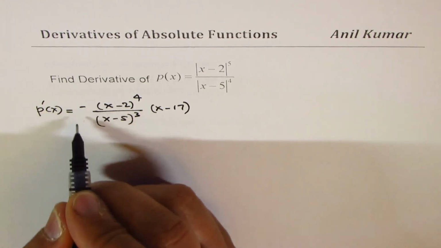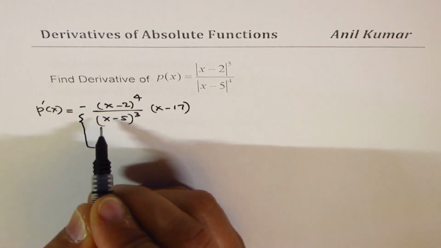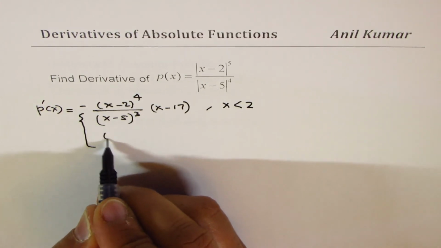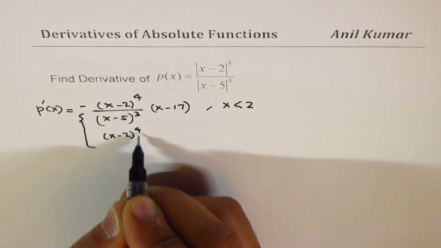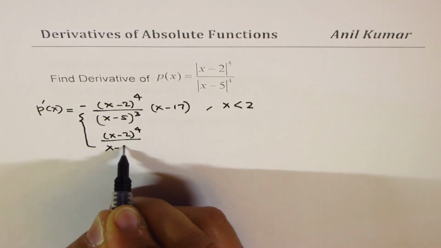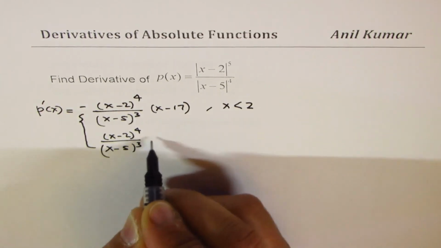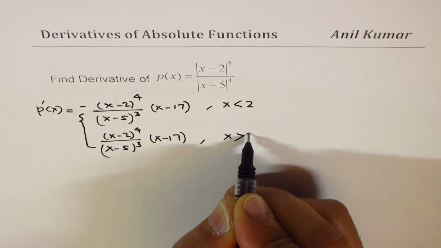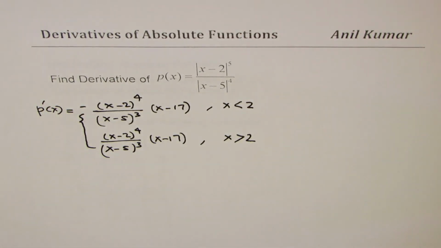Negative value, so we'll write like this: negative value when x is less than 2, and positive, which is (x minus 2) to the power of 4 over (x minus 5) to the power of 3 times (x minus 17) for x greater than 2. Right? Does it make sense to you?